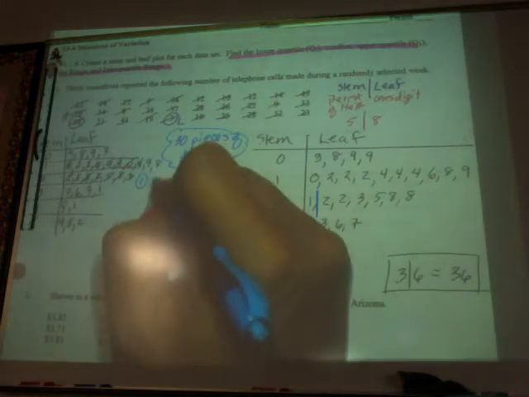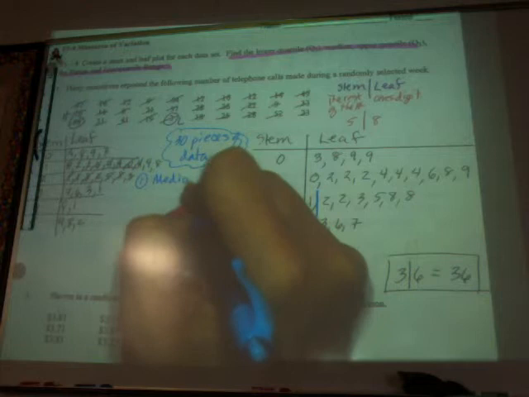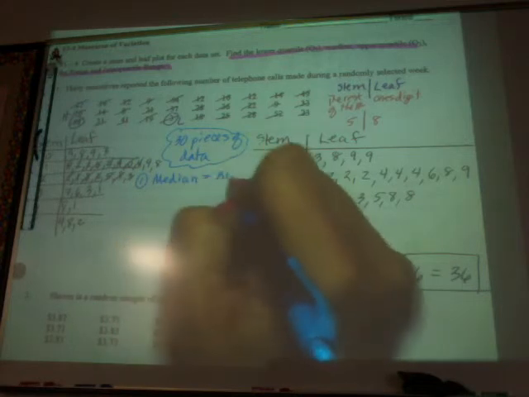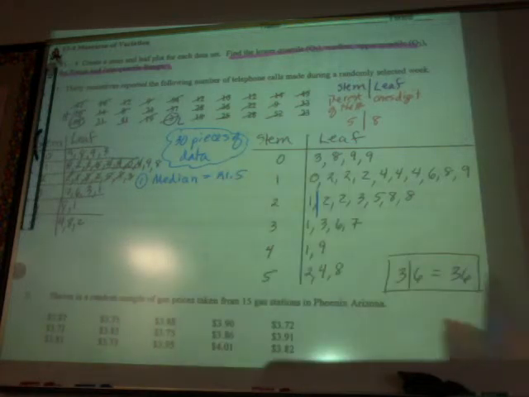21.5. So the median equals 21.5. Then I would find my lower quartile. So LQ is equal to.